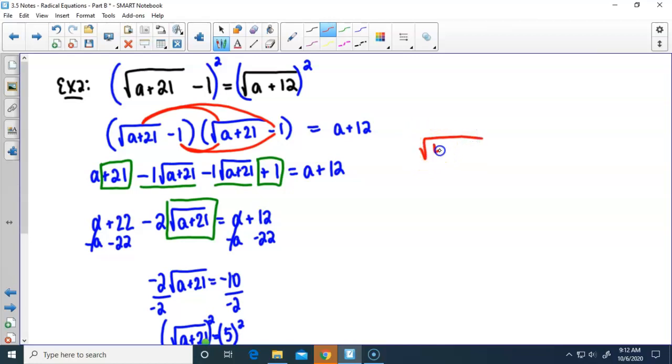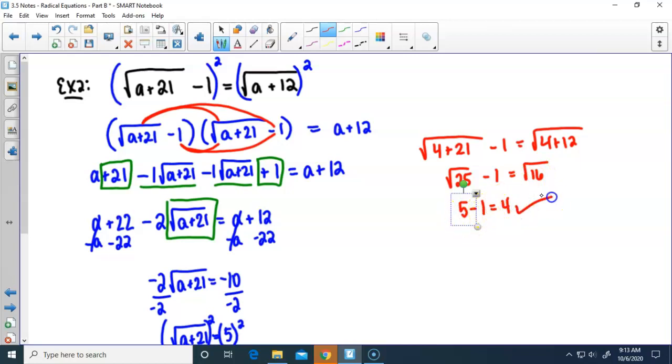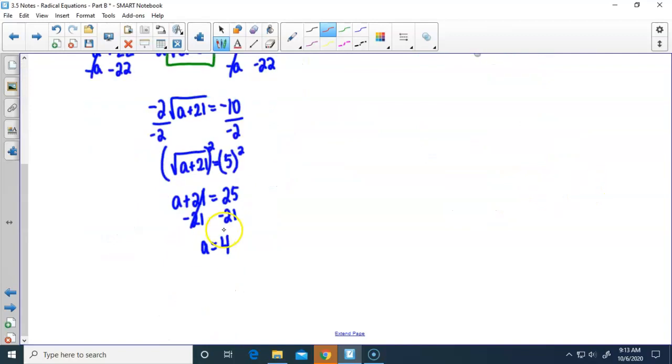So we've got to do the square root of 4 plus 21 minus 1 equals the square root of 4 plus 12. And so this is going to give us the square root of 25 minus 1 equals the square root of 16. Square root of 25 is 5. 5 minus 1 equals the square root of 16, which is 4. 5 minus 1 does equal 4. So we know that our answer here is correct. This is not an extraneous solution.